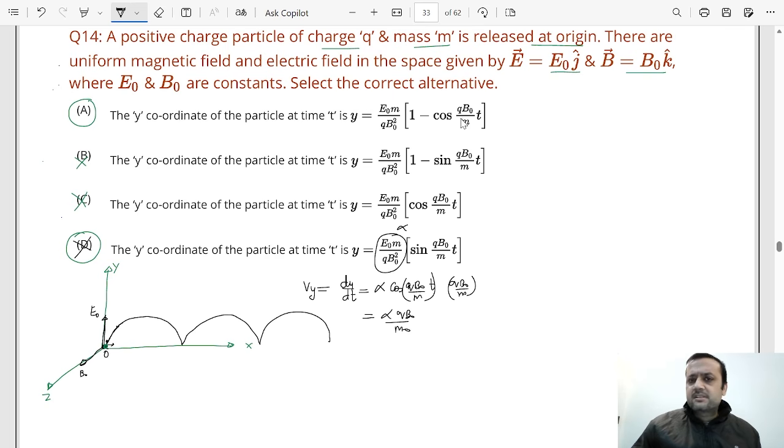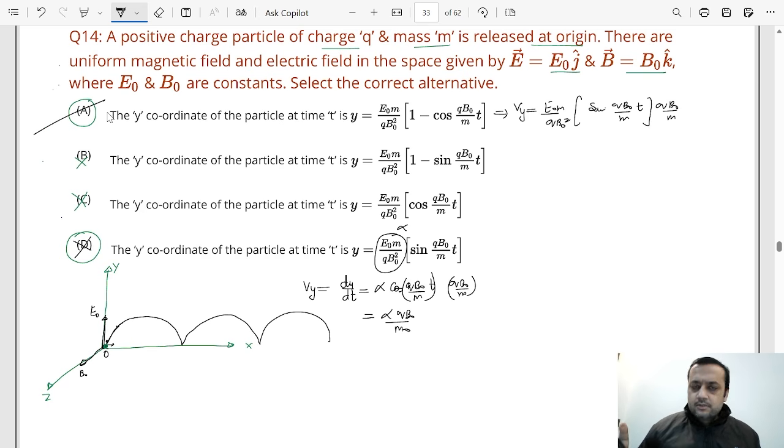If you check out here, the velocity will become 0 at time 0. You can differentiate and check. Basically, the velocity in the y-axis will be E naught into m upon q B naught squared. The 1 will become 0 on differentiation, and minus cos will become sin. So this will be sine of q B naught by m into t, and further you multiply this by q B naught by m. You can see that the moment I put time 0 here, velocity becomes 0. That means option A is certainly correct.